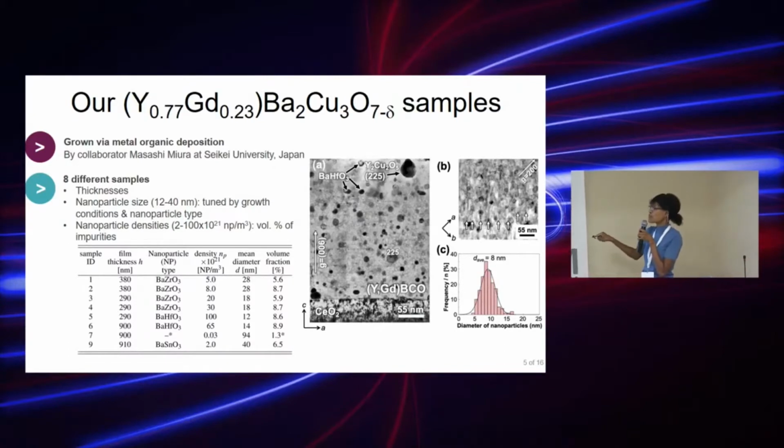Y2Cu2O5 precipitates. We call them 225 precipitates. These naturally form during the growth process. So they are present in all of these samples, including our reference sample. And they are present at densities that are significantly lower than the density of the impurity phase.